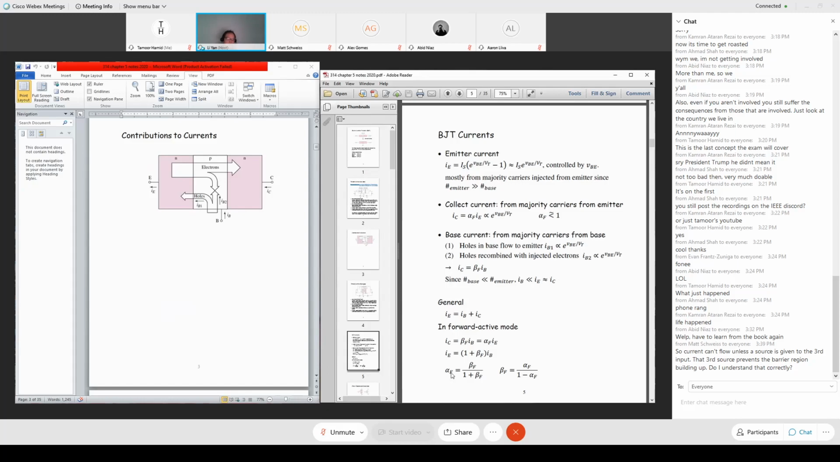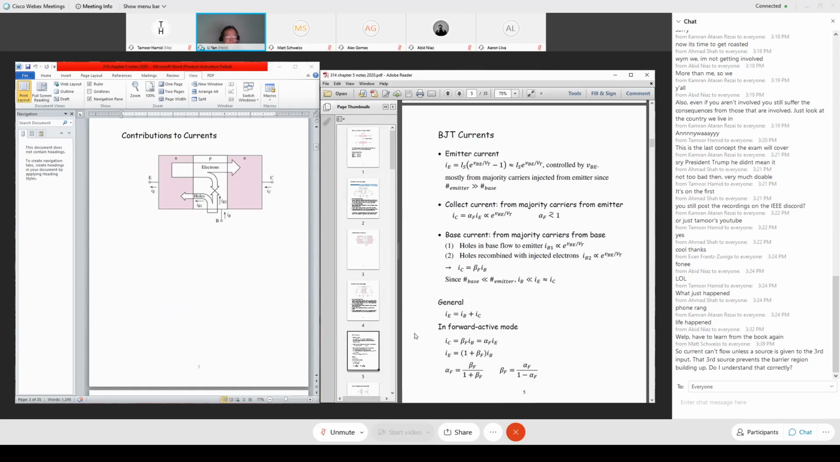Alpha equals beta divided by 1 plus beta, or beta equals alpha divided by 1 minus alpha. As I said before, beta is on the order of 100 to 200, so this quantity is almost 0.99. So alpha is 0.99. So basically, most of the current coming from the emitter ends up at the collector. And the other expression says because alpha is 0.99, 1 minus 0.99 is 0.01, and this numerator is equal to 1. So beta is on the order of 100 or so.